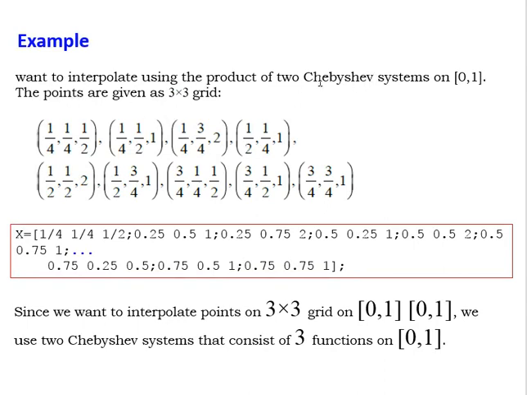We want to interpolate using the tensor products of two Chebyshev systems on the interval from 0 to 1 at these points. We have a 3 by 3 grid, and we can write a matrix X, Y, Z, the XYZ positions of this 3 by 3 grid.